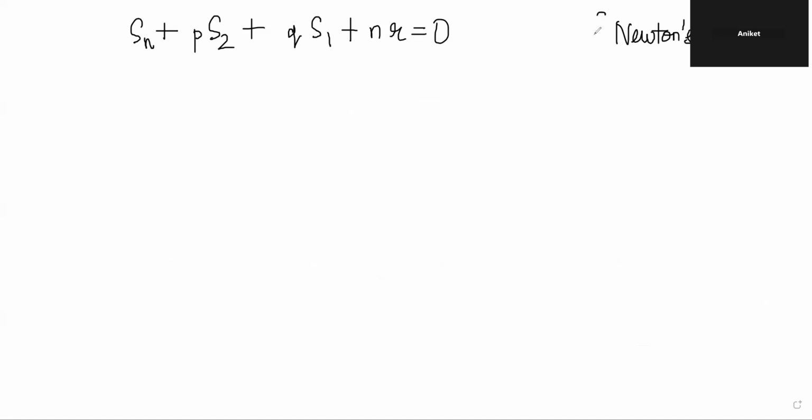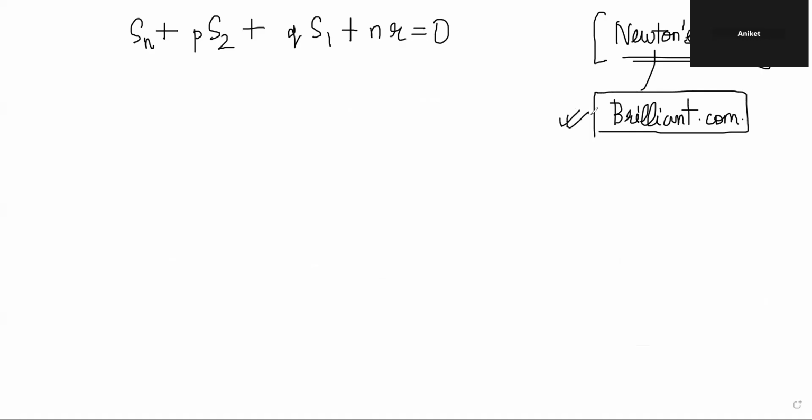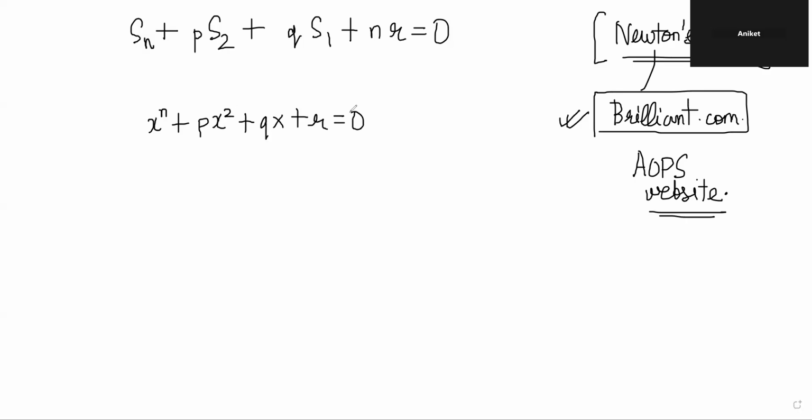It is not useful too many times in JEE, but it's definitely useful in Olympiads. You can go to brilliant.com and search for Newton's sums there. There is a good article where you will understand, or else the AOPS website. Okay. So this is an important theory. We will discuss what it means. So we have to prove that this is zero for the equation x power n plus px square plus qx plus r equals 0.